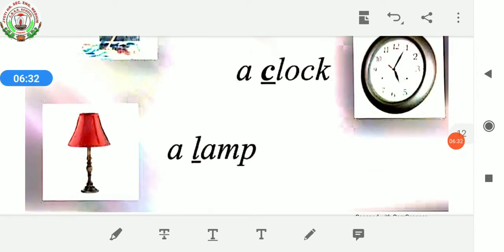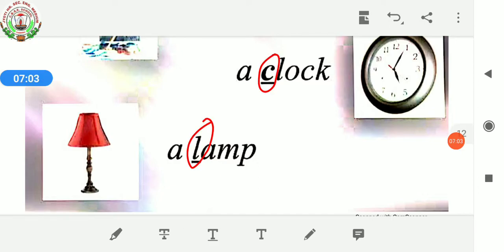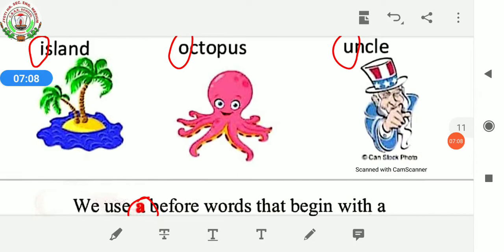Now next example, a clock. Spell the word clock. C is the starting letter. We know that C is a consonant, so we have to use a before this word. Next one, a lamp. L is the starting letter, and L comes under consonant. So before a consonant, what do we have to use? A. Okay, now you can get it, where you have to use an and where you have to use a.